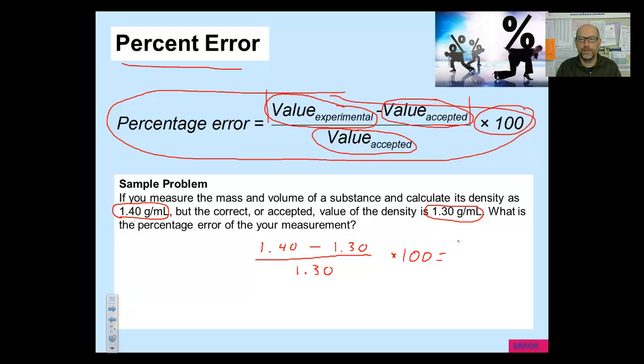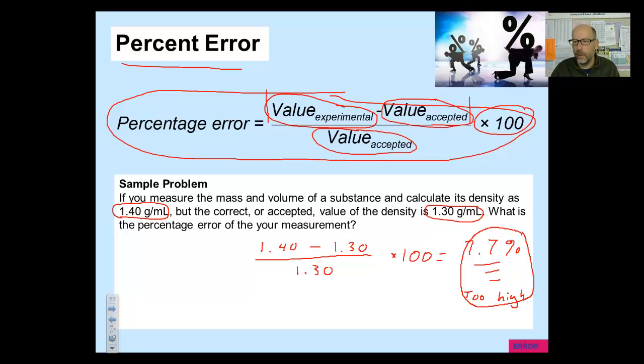And so at this point, 7.7% error. And then what I'd want to do is I would just use words to say, well, let's see, my value was a little bit too high. So 7.7% too high. And I would just write that down, T-O-O H-I-G-H. That would be my answer for my percentage error.